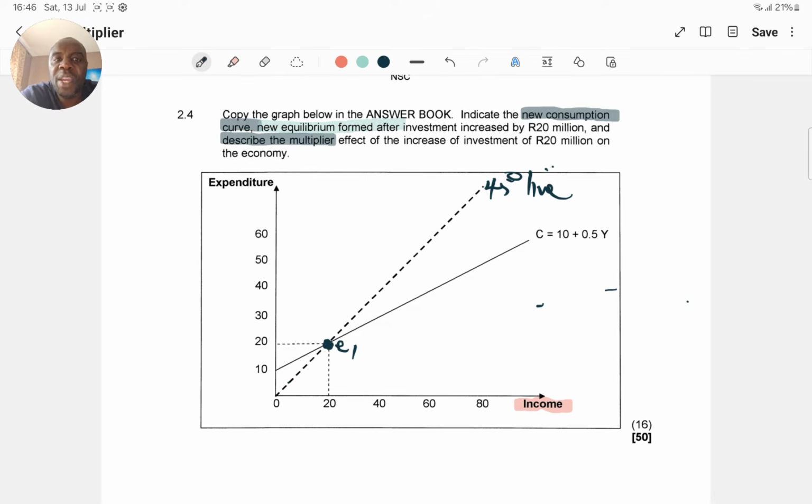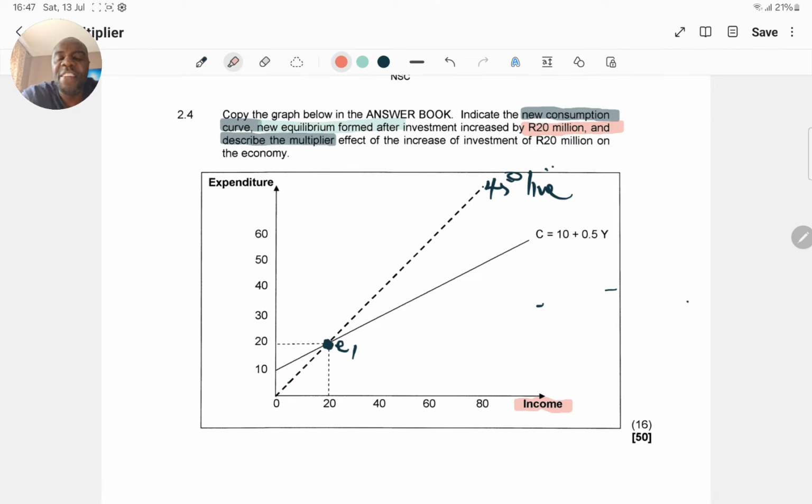Now let's move on. Indicate the new consumption curve. So we have the old consumption curve, which is C equals 10 plus 0.5y. Indicate the new consumption curve after investment has increased by 20 million. So there's been an increase in investment of 20 million.